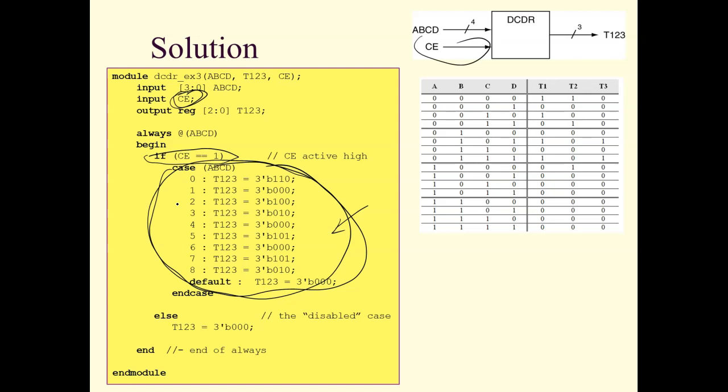Okay, if the chip enable is 0, that's going to be covered by this else, which is the catch-all according to the problem specifications. When the CE is not asserted, what I'm going to do with the output is make it all 0. So this is the CE active high case, and this is the chip enable not asserted or disabled case. Once again, a whole bunch of different ways to do this.